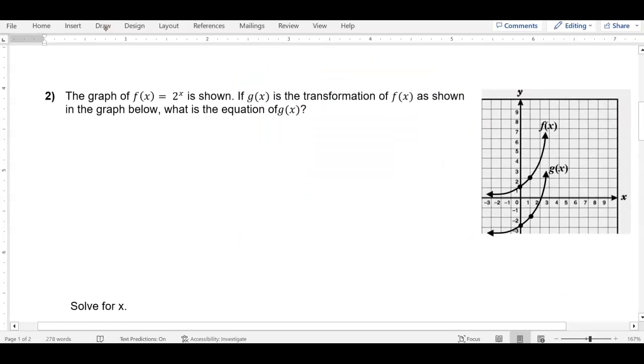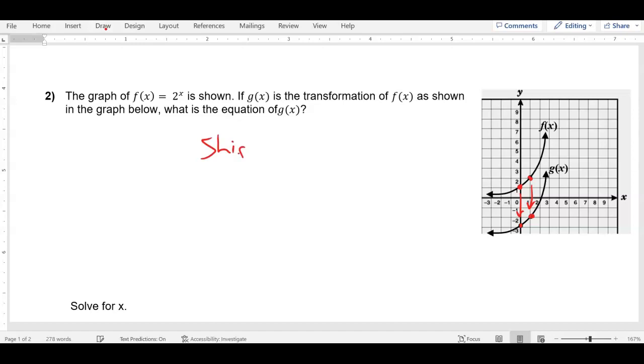Okay, so we have the same graph, 2 to the x, the f of x, this first one, and then g of x has been transformed. What is the equation? So what happened? From here, it looks like it went down to here, and then here, it went down to here. So it did a shift down, how much? 1, 2, 3, 4.